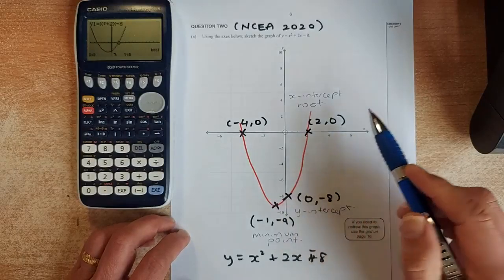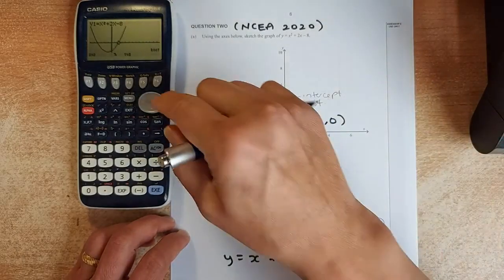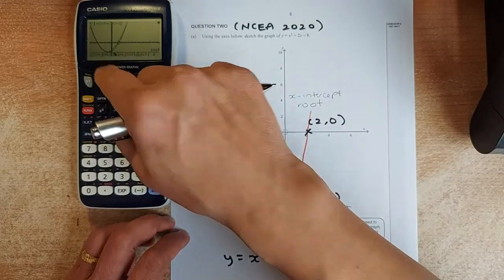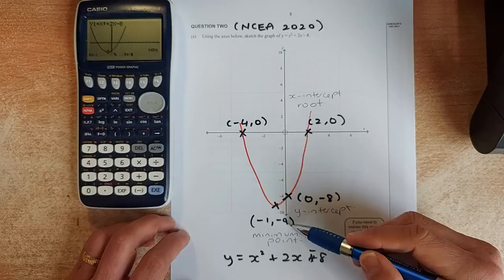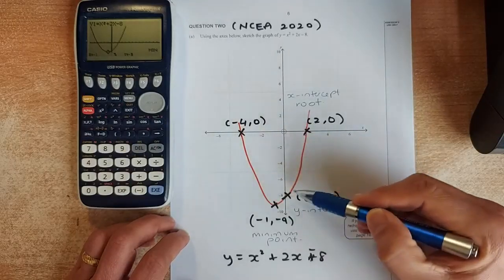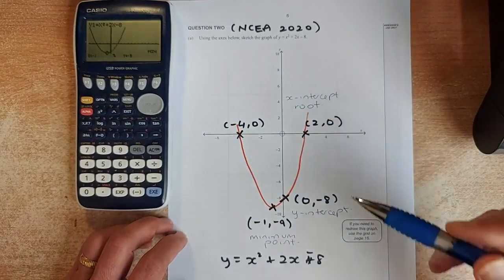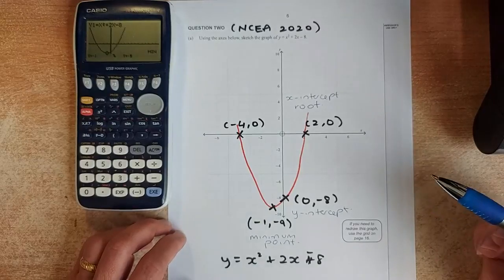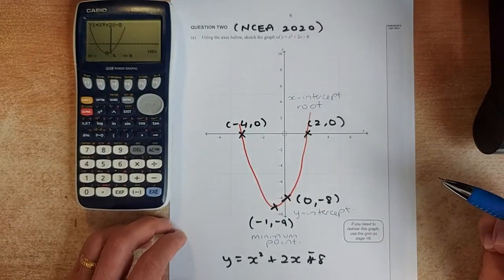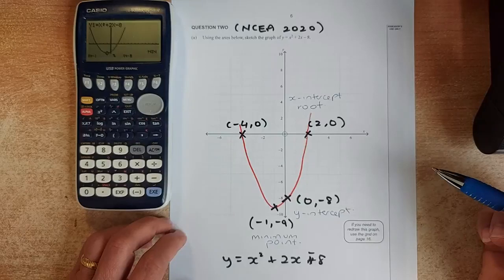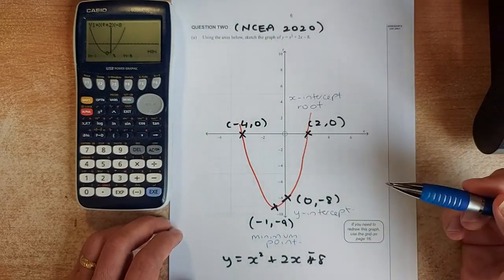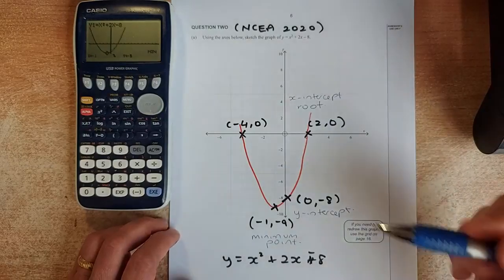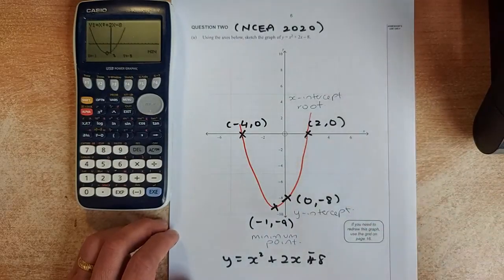And again, to find the minimum point, G-Solve minimum F3 is going to be -1, -9, and that's the minimum point. You've got 1, 2, 3, 4 points. Join the graph, and that is how you draw a graph in the exam. You can either do it manually, which takes a lot of time, by drawing tables, or you can use the graphic calculator. It's going to save you a lot of time.